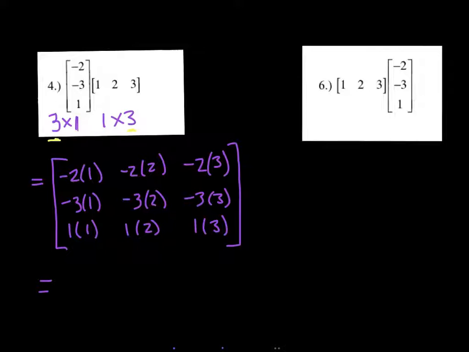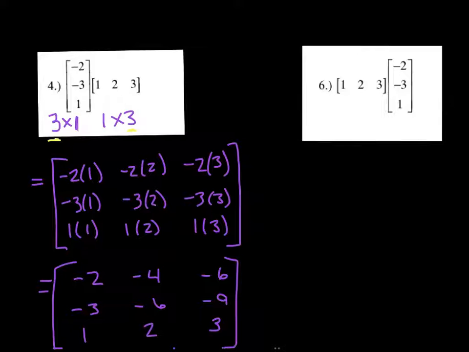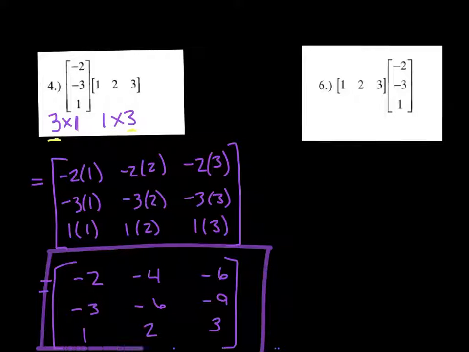So your matrix ends up being negative 2, negative 4, negative 6, negative 3, negative 6, negative 9, 1, 2, 3. So it's weird, or I think it's odd, because you start out with 2 small matrices, so you would sort of think that you would end up with a small matrix, but that's not the case. You end up with a 3 by 3 matrix of the following.